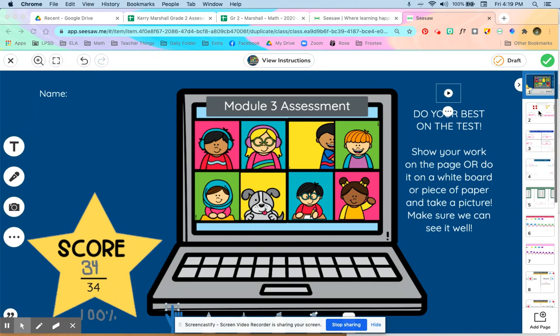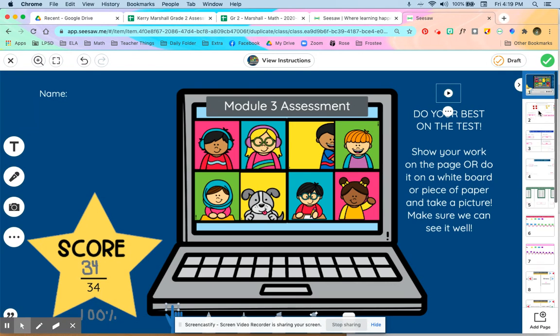This is more for you. I don't really go over the score with the students. We can go over mistakes that we made, and we've done that a little bit in class, but this is more so that you can see where they are in comparison to a second grade assessment.